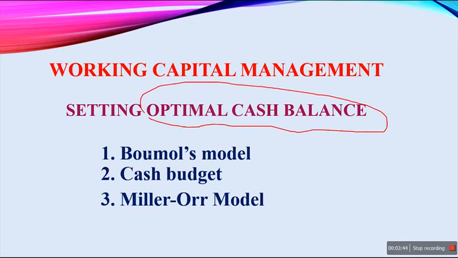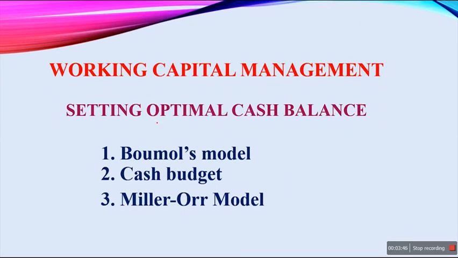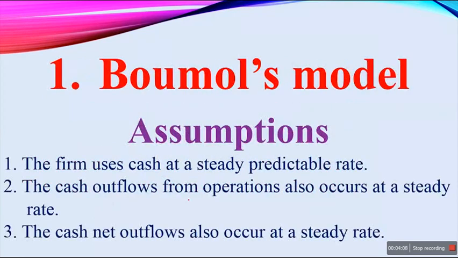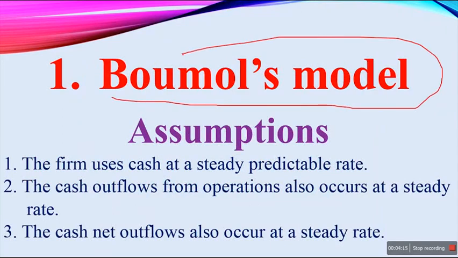There are different methods that are used to calculate the optimal amount of cash that an organization can hold at any given time. These three methods include: one, the Baumol's model; two, the cash budget; and three, the Miller-Orr model. In this particular tutorial, we are going to look at the first model, which is the Baumol's model.